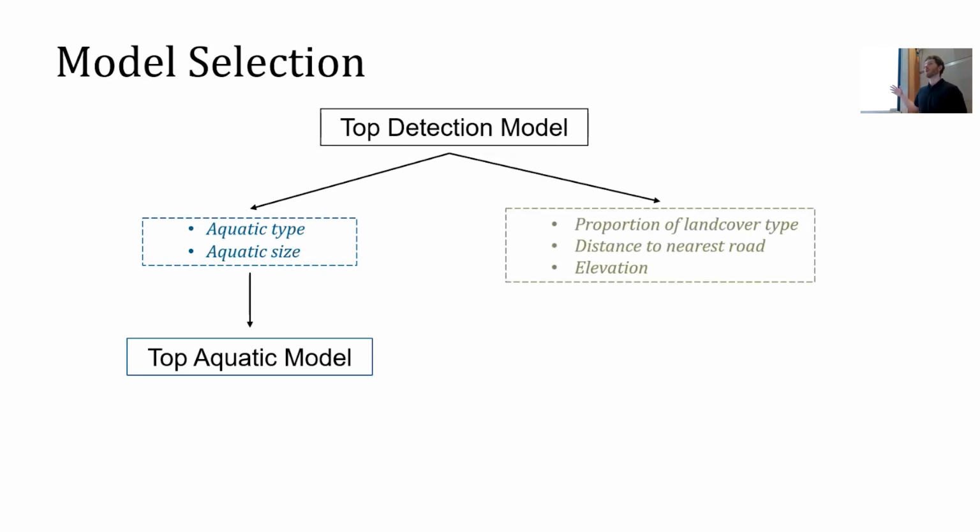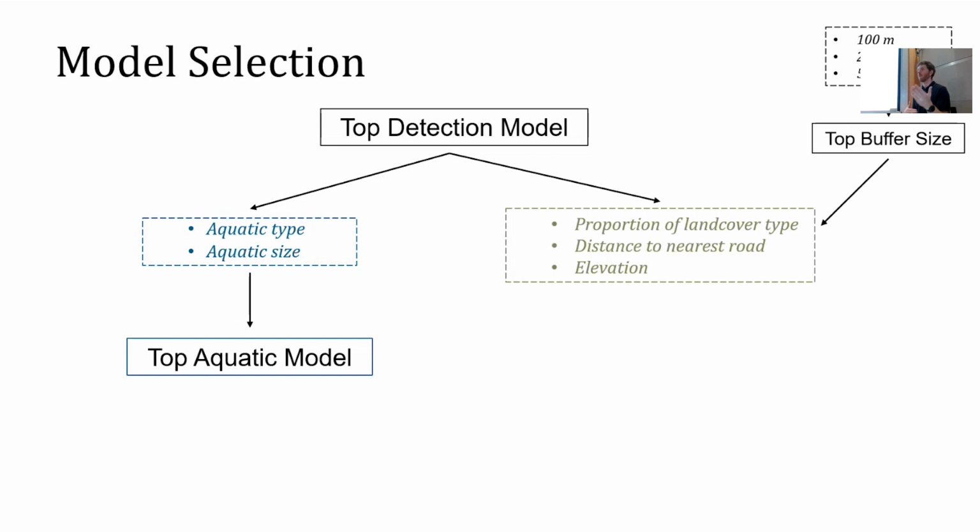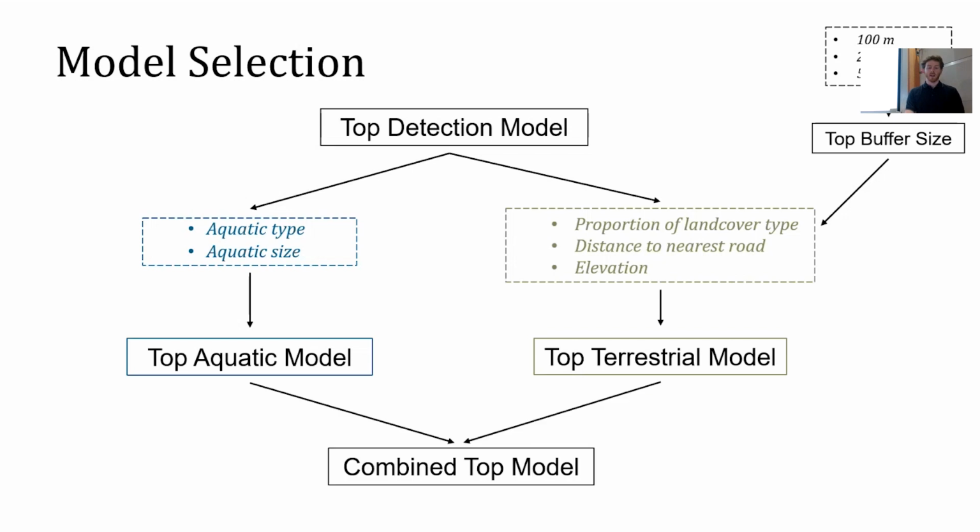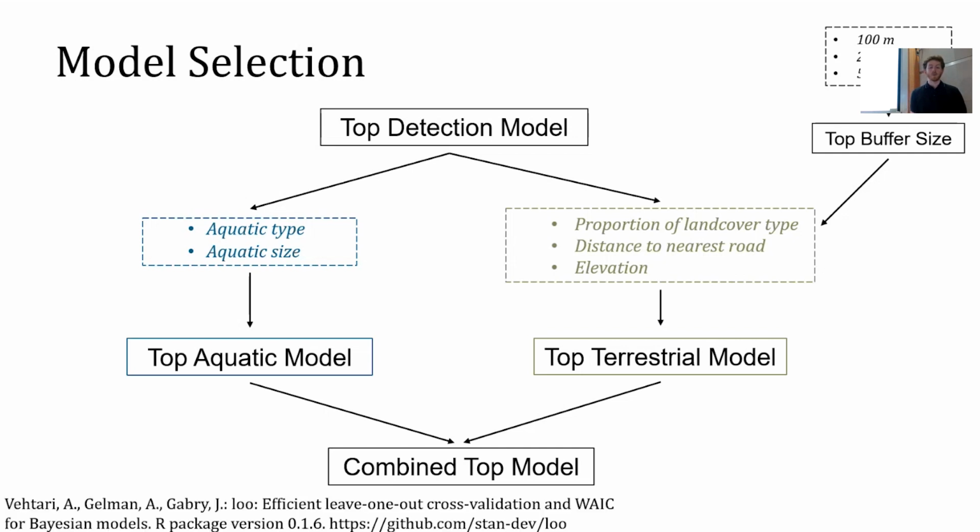I then did the same thing with my terrestrial covariates, which were the proportion of land cover type, distance to nearest road, and elevation. And for that land cover, I did consider different buffer sizes for each type to determine the best buffer size, and then use that in each model. Similar to aquatic, I considered different additive and interactive effects to then determine the best terrestrial model. I then just wanted to go one step further and combine those two top models to be able to then compare what that would look like and how those perform to the top individual. And to actually perform this model selection, I use the R package LOO, which uses a leave one out cross-validation.